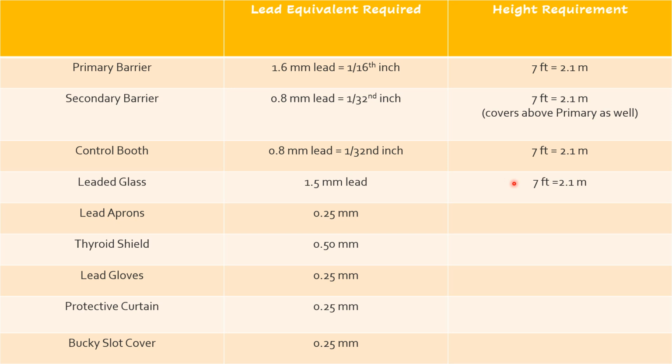to ceiling. Leaded aprons, 0.25 millimeters, are the minimum state requirement. Thyroid shield, 0.5 millimeters lead equivalent thickness. Leaded gloves, 0.25 millimeters. Protective curtain on the machinery is 0.25, and the Bucky slot cover is 0.25 millimeters of lead.